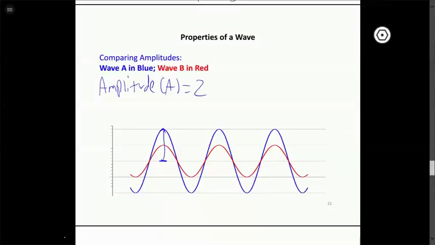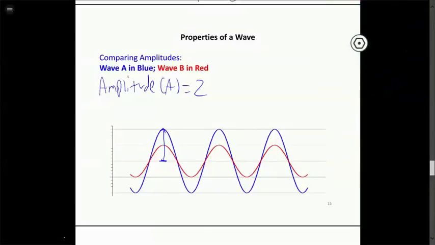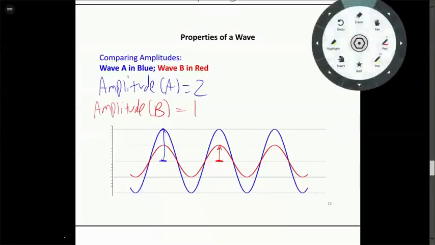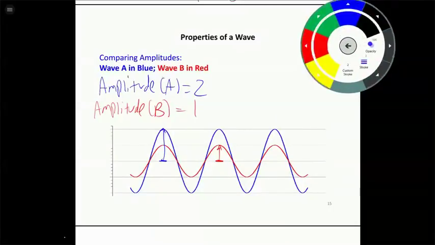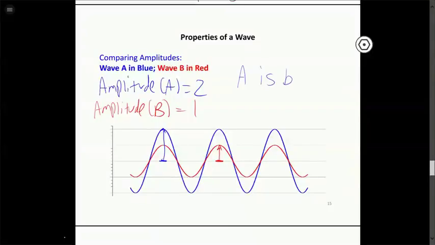And then finally for the second wave B in red, that would be 1. So it has half the amplitude. And as I said, the only physical significance of this is that if you talk about whatever electromagnetic radiation these waves represent, A is either brighter or more intense than B.